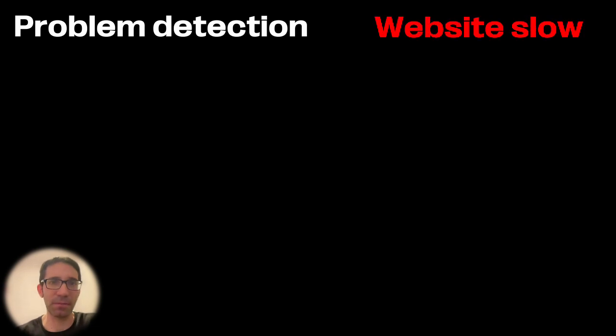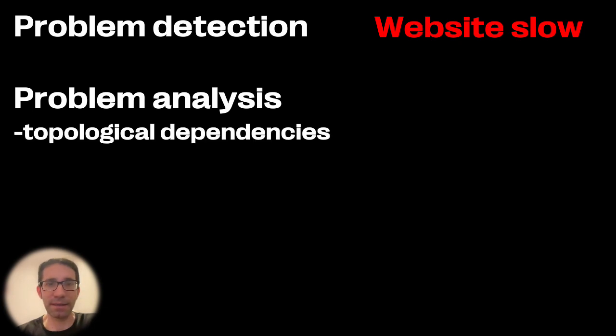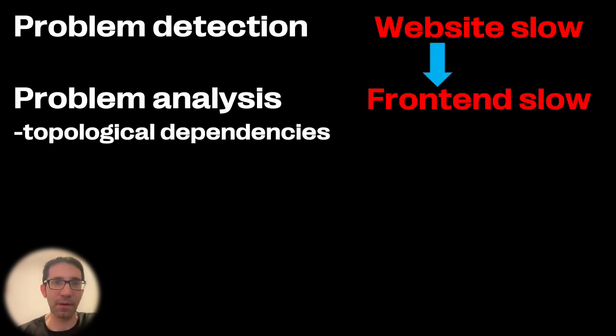First, we detect a problem. For example, the website is slow. Then we analyze the problem. That means understanding the topology. So from that we know the website depends on some certain front end, and then we have a look at this front end and we observe, okay, the front end is also slow.